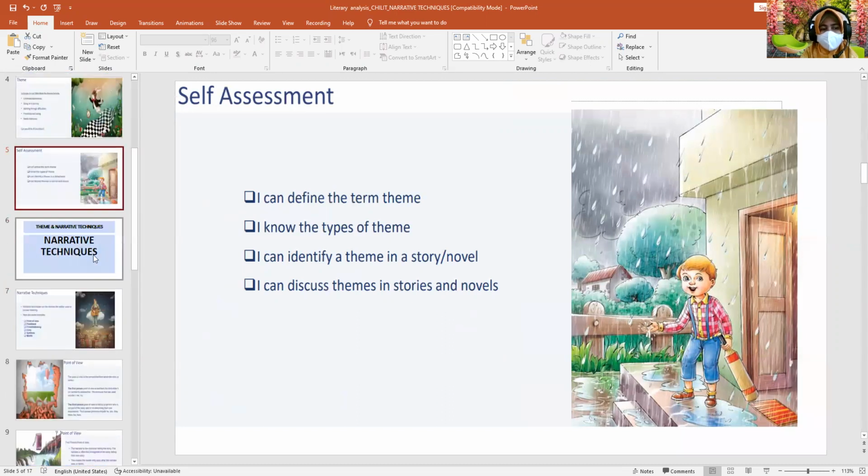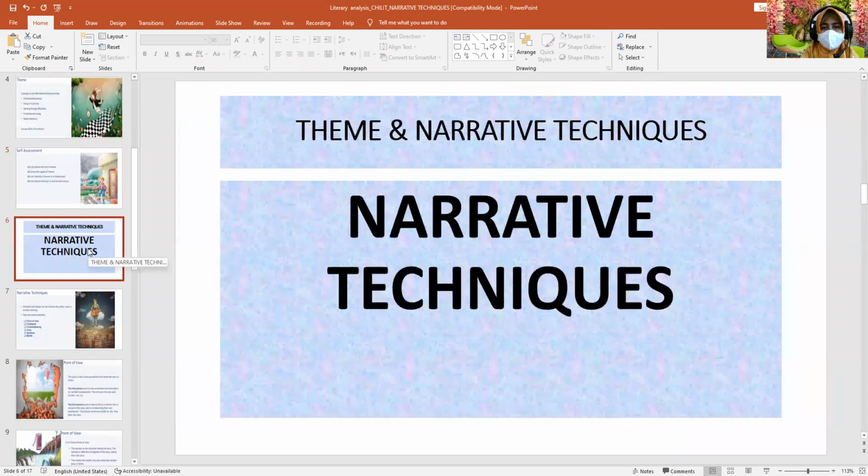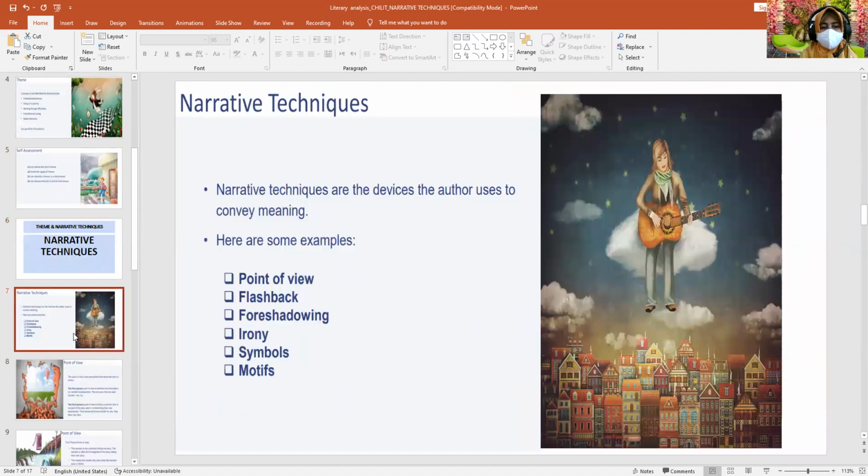Okay, now we move to narrative techniques. In narrative techniques, there are some elements that you should know. The narrative techniques themselves are the devices the authors use to convey meaning. So what are the devices? It can be point of view, flashback, foreshadowing, irony, symbols, and motif, right?